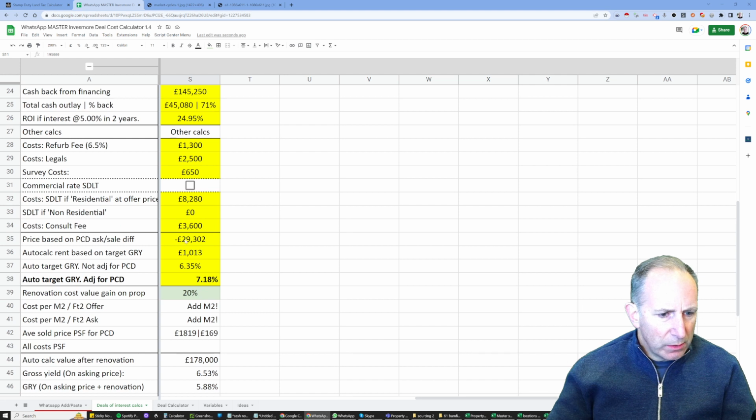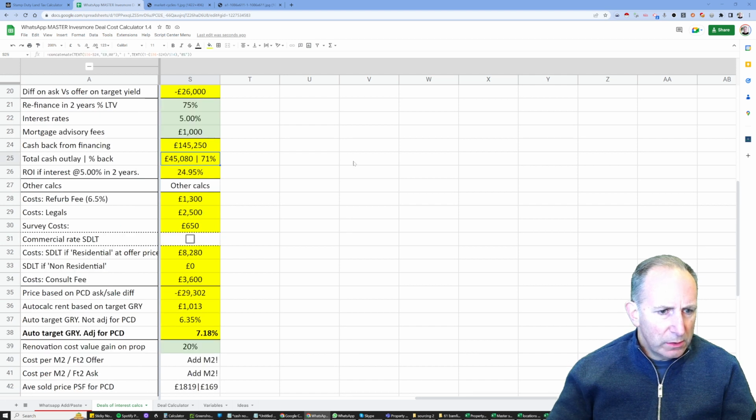And that means that in this case, you would get 71% of your money back, and you'd be paying £45,000 for that house, and your return on investment would be 24%, which is pretty good. So that assumes your rental income and stuff. But if I make it 7%, then the ROI does drop significantly. So it's all about the price of money, basically. But anyway, moving on.